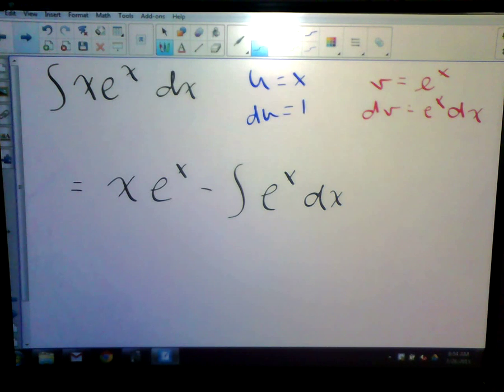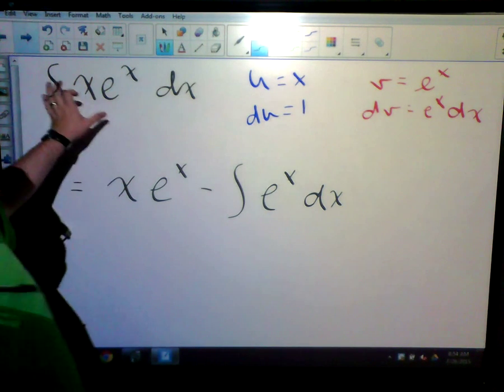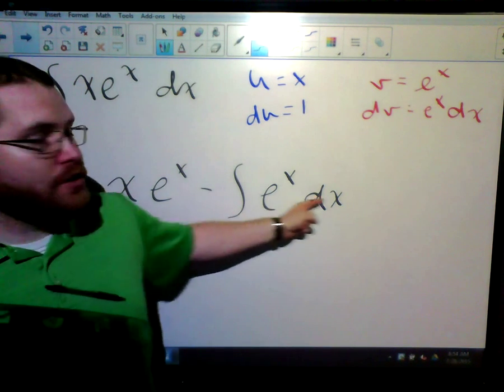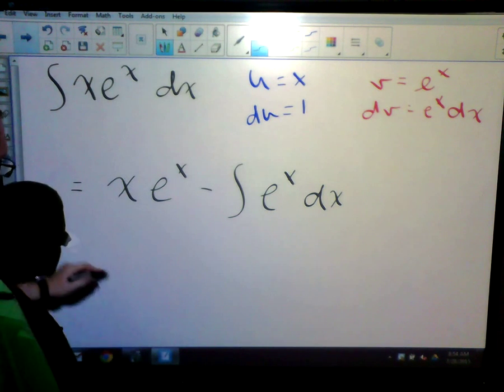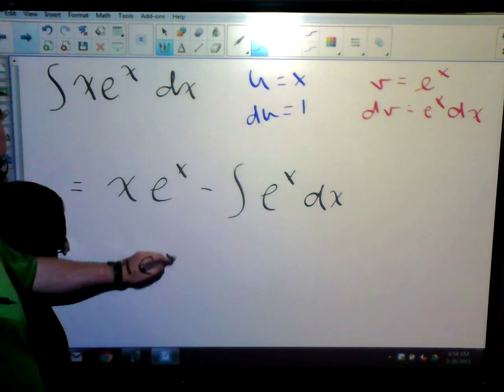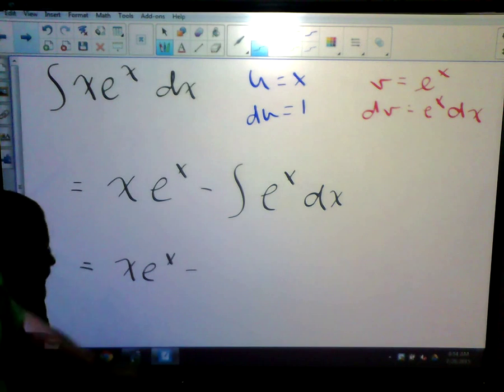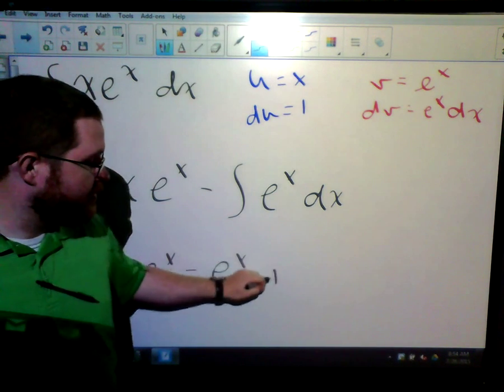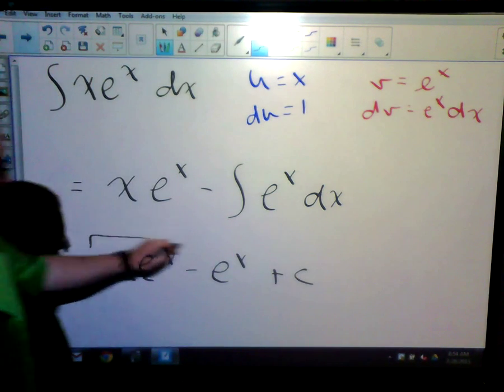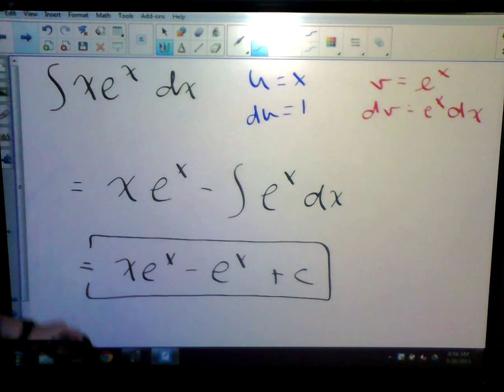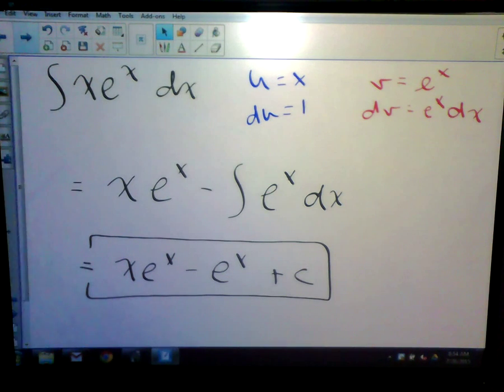Now look at what we have. We took an integral with two things and turned it into an integral with one thing. So let's integrate it now. x e to the x minus the integral of e to the x, which is really easy. It's e to the x plus c. Integration by parts.